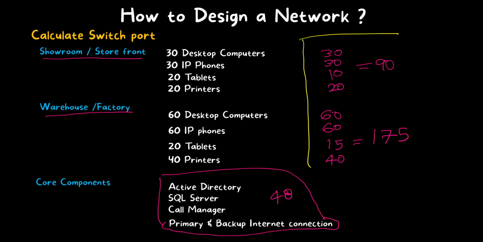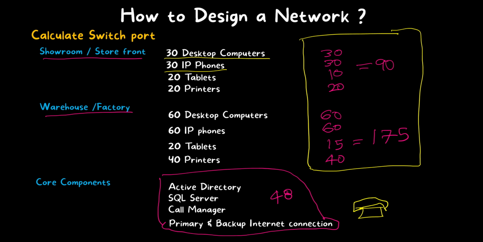In this calculation, did you see that we missed something? Let me tell you, we have 30 desktop computers, for which we have considered 30 switch ports, and we have 30 IP phones, for which we have considered another 30 switch ports. This is the point I want to tell you guys. When we are using an IP phone along with a desktop, we don't need an additional port for the IP phone or for the desktop. We can use a single port and connect the desktop as a daisy chain to the IP phone. For example, if this is your IP phone and this is your computer, normally you are going to connect the computer into a switch port and the IP phone into another switch port. Here we are consuming two switch ports, which increases our cost.